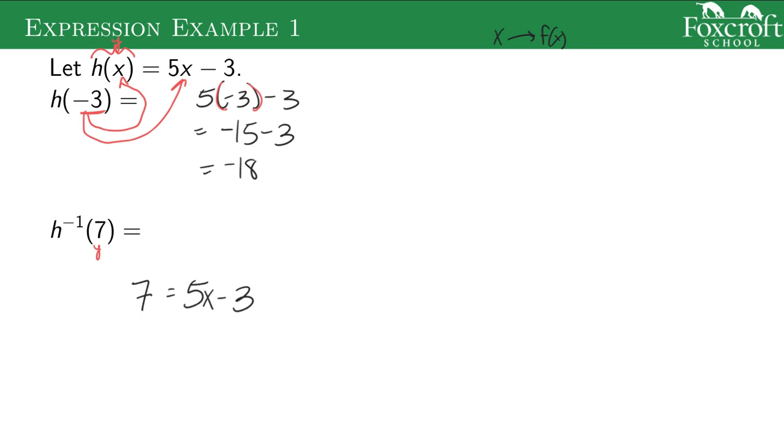So we have to do a bit of solving here, adding 3 to both sides, and then dividing by 5. So we get 2 for our final answer here. All right, that makes sense because if I put 2 into my original function, I would get out 7. So I'm going to inverse. If I put in 7, I get out 2.